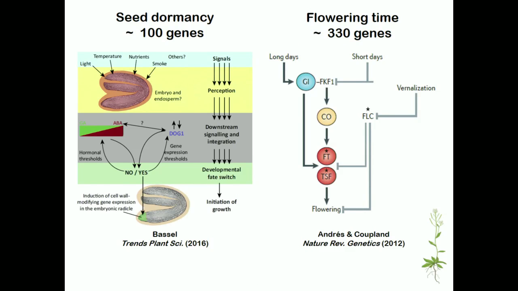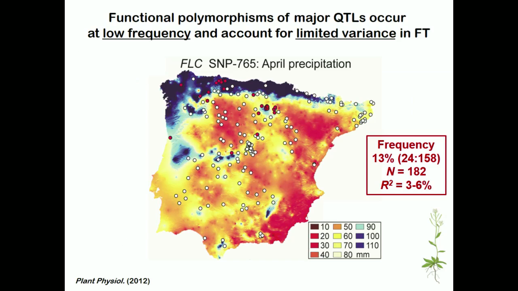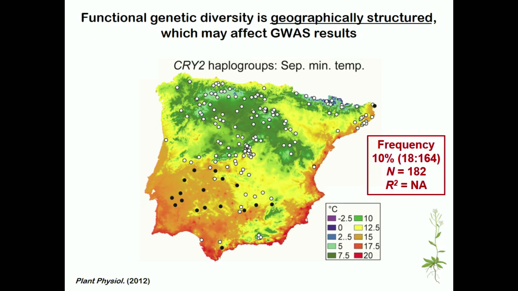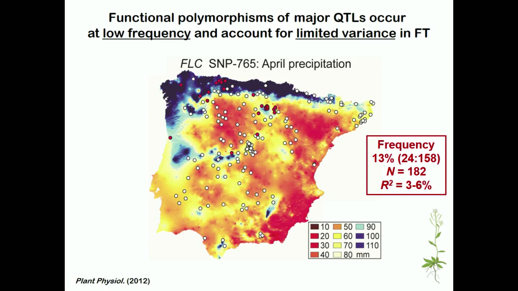One of the good things about working with Arabidopsis is that we can study the genetic basis of these traits. You can see the number of genes we are dealing with, so we face a really big challenge. What we do is to sequence these key genes of central regulatory pathways, so we can see the functional polymorphisms. Functional polymorphisms of key genes occur at low frequency and account for limited variance in quantitative traits.